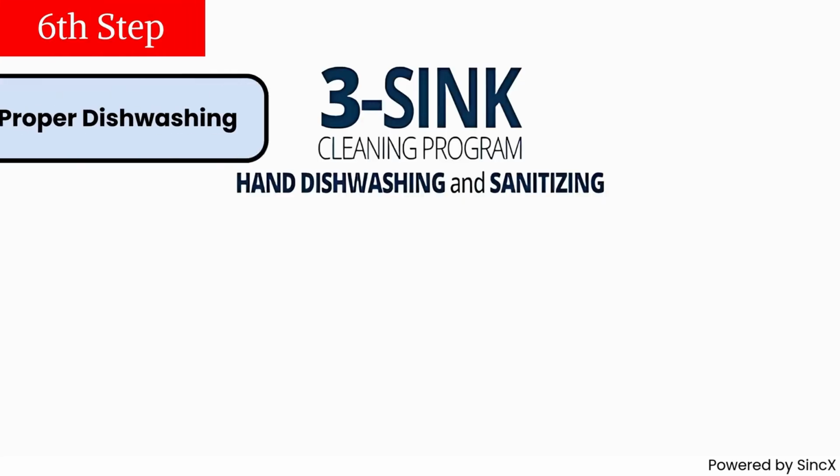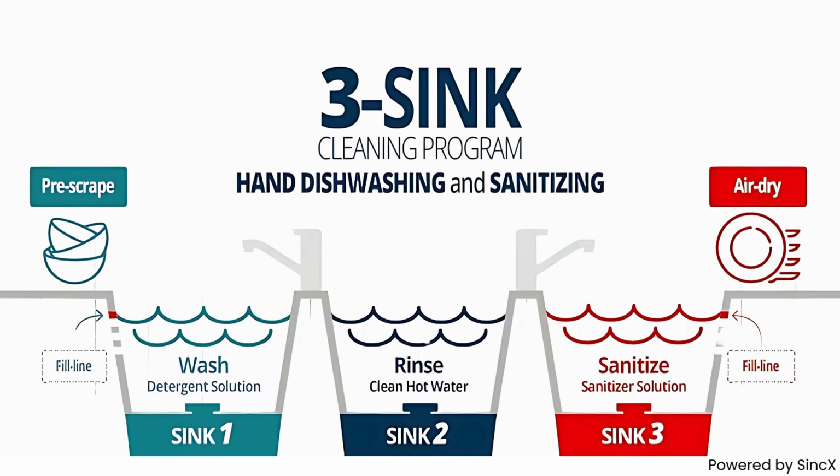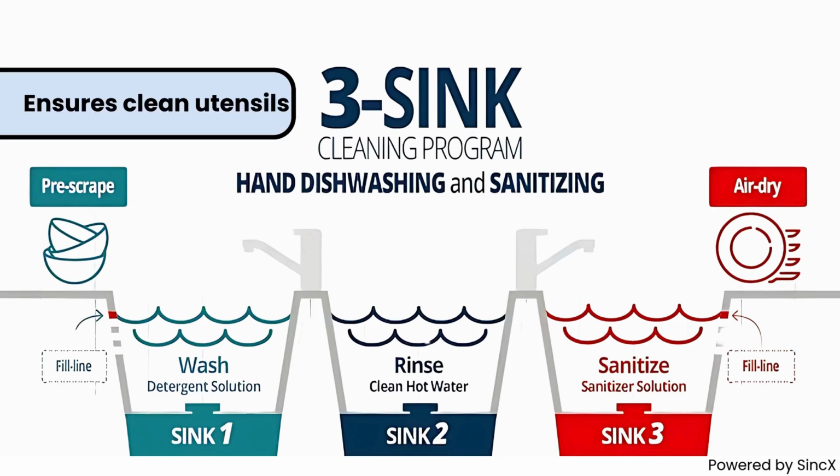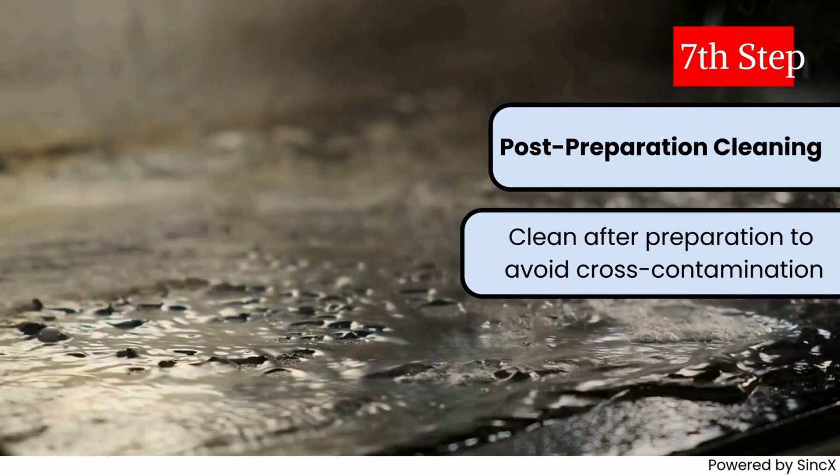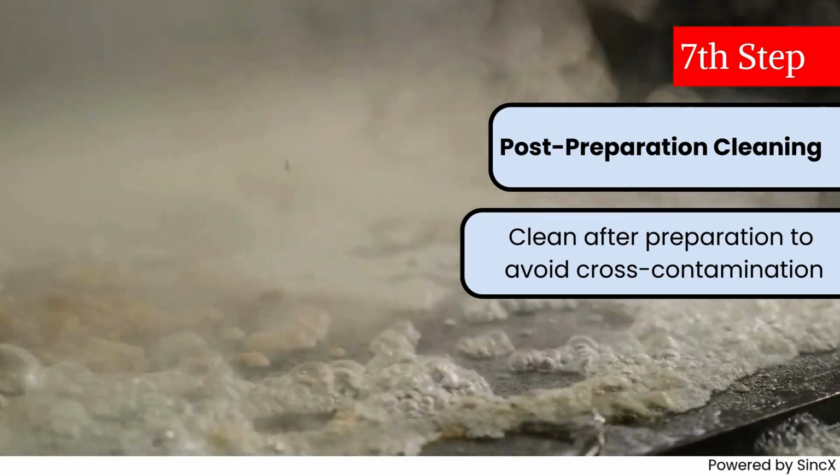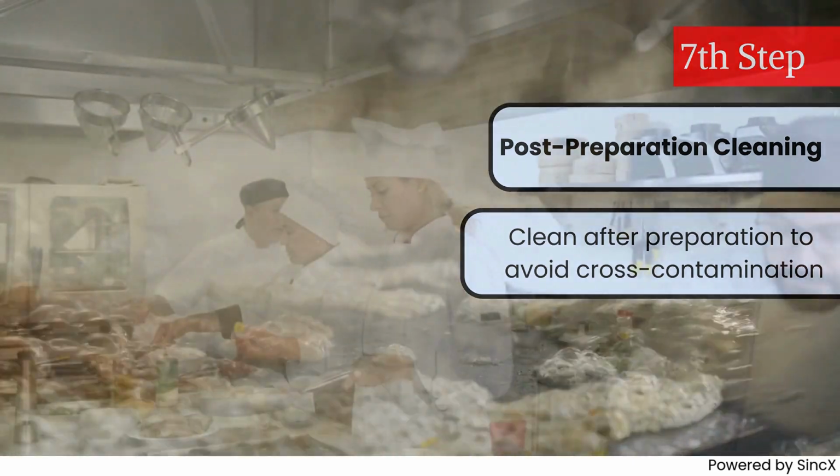Use the 3-compartment sink method. Wash, rinse, and sanitize to ensure utensils and cookware are clean. After cooking, clean and sanitize again to prevent cross-contamination and keep our workspace safe.